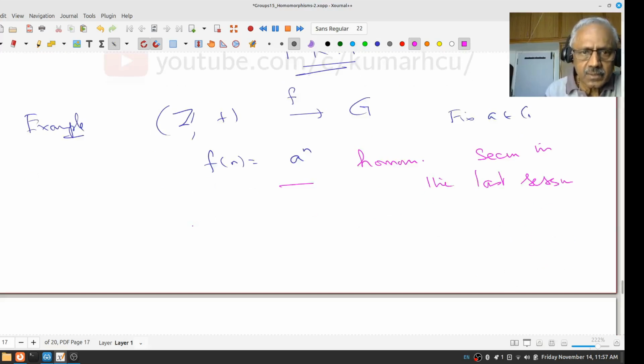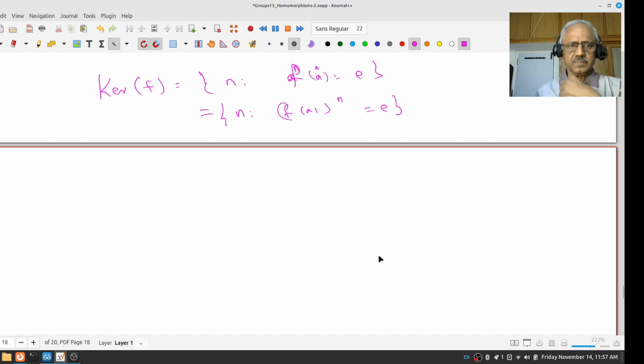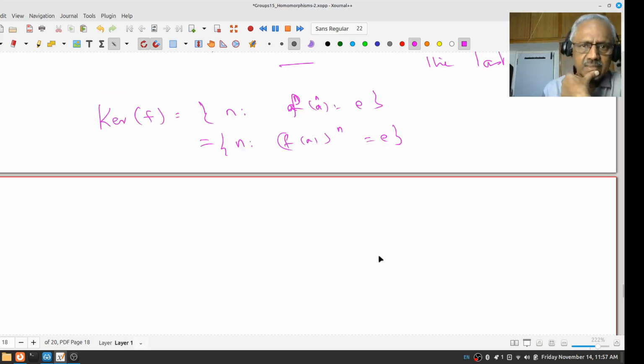Right? So what is its kernel? Kernel of this map is the set of integers n such that f of n, which is a to the power n, must be equal to identity. This is the same as saying f of a to the power n is identity. Notice that 0 always belongs to the kernel. Do you follow that?